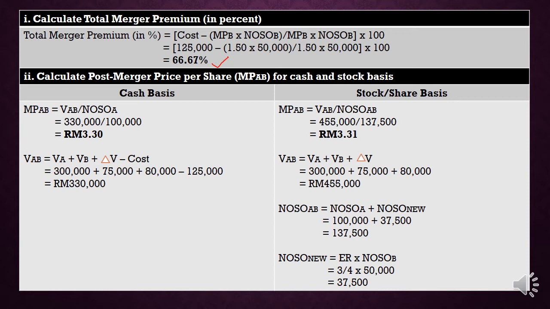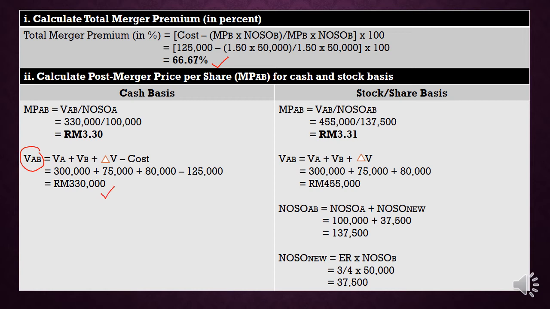To calculate MPAB, at first you should start with the calculation of VAB under the cash basis, and the formula equals VA plus VB plus synergy minus cost. So VA is 300,000 plus VB 75,000 plus synergy 80,000 and minus the cost 125,000. So you will get the answer for VAB on the cash basis is 330,000 ringgit.